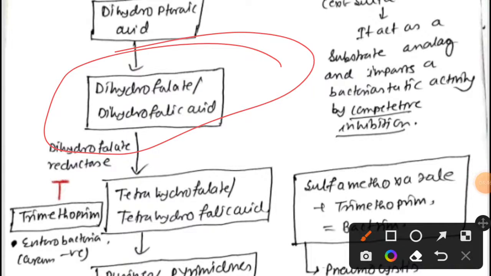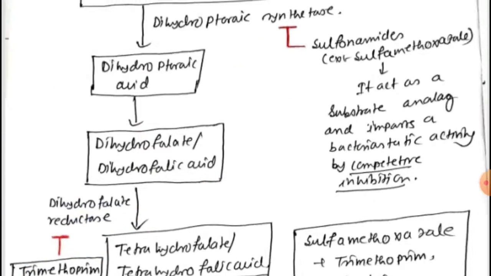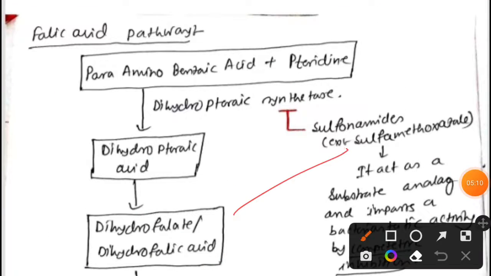Dihydropteroic acid is converted into dihydrofolate or dihydrofolic acid. Then dihydrofolic acid is converted into tetrahydrofolate with the help of the enzyme dihydrofolate reductase. This enzyme is inhibited by trimethoprim, which is used to treat infections caused by gram-negative bacteria, for example Enterobacteriaceae. I would also like to mention that sulfonamide is used to treat nocardiasis, bacterial UTI infection, and toxoplasmosis, a parasitic infection associated with cats.